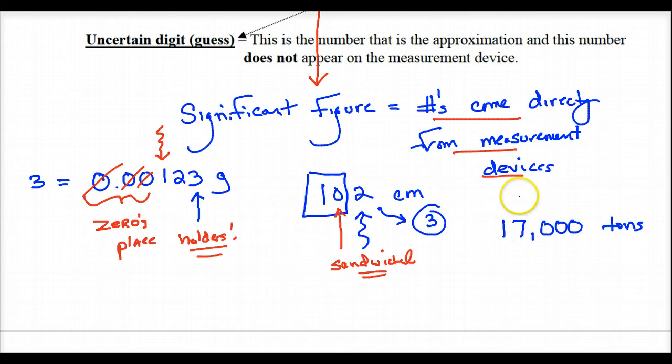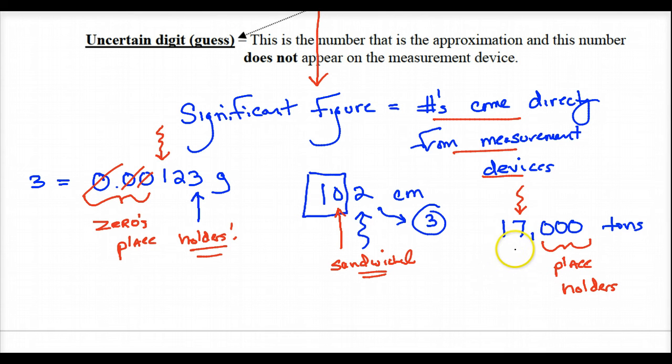17,000 starts measuring probably out here, like they use when they measure cars on the side of the road that are too heavy. So this is my guess, and this is the number on the device, or this is the number we got directly. So these 2 numbers are significant. So you would say that these zeros are, again, placeholders. Why are they placeholders? They're helping me become a big number.